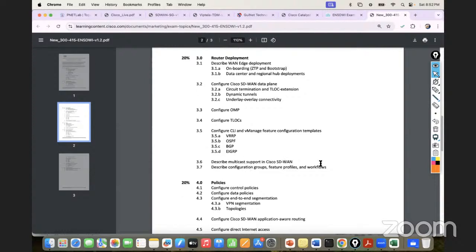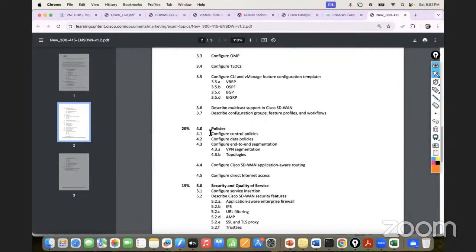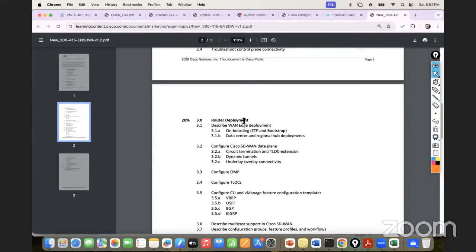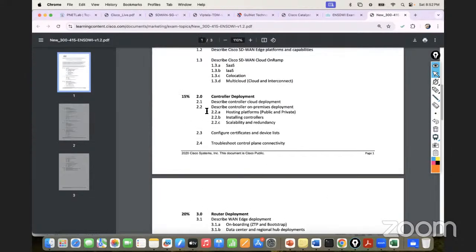We have to understand the multicast concept. We have to understand the feature profile and workflow, how it is going to happen. Here it is theoretical stuff, so I'll explain all these things as well. So you will get the entire understanding. The most important thing is the policies. And in this section, router deployment and controller deployment, we also have to understand the templates, that is the device template and feature template. Probably you are hearing this for the first time.